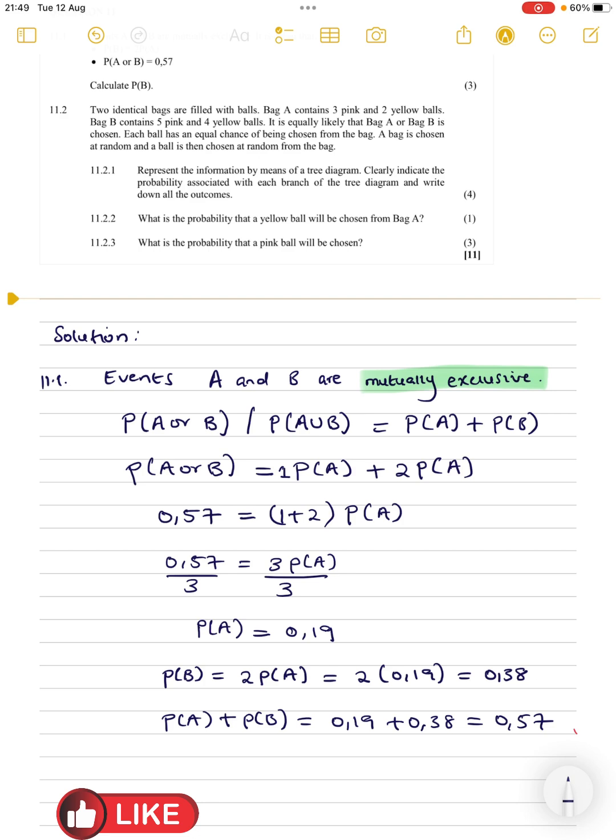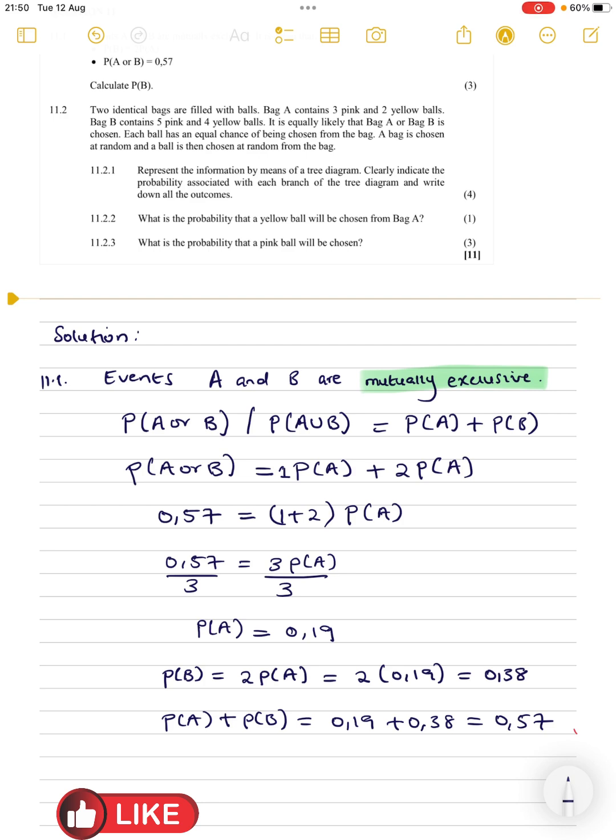Each ball has an equal chance of being chosen from the bag. A bag is chosen at random, and a ball is then chosen at random from the bag. So we have random choosing. In fact, we choose the ball randomly. Again, we are not biased. We can choose it from any bag.